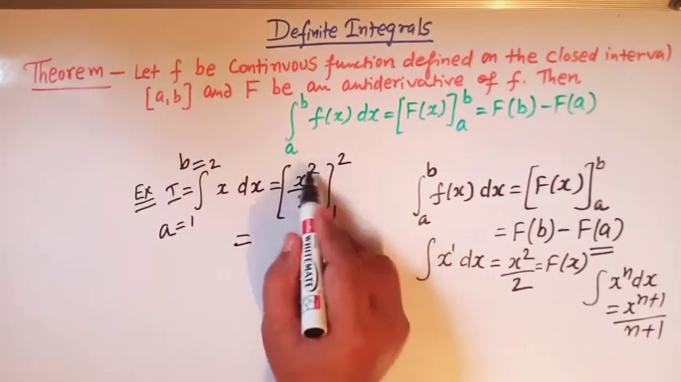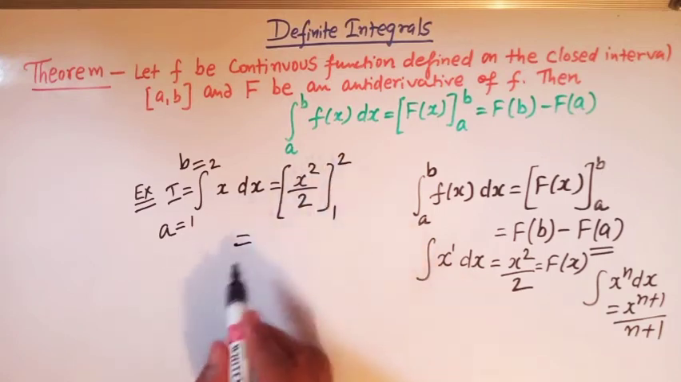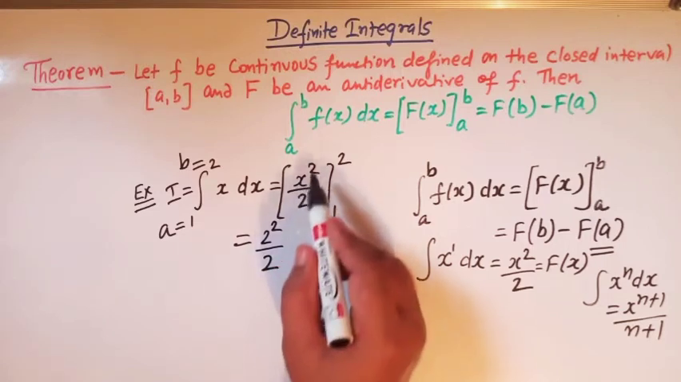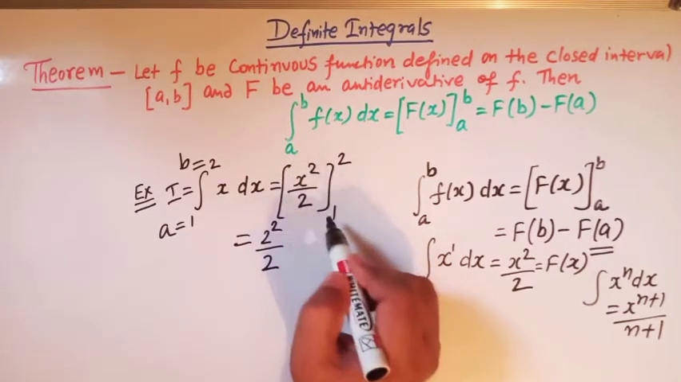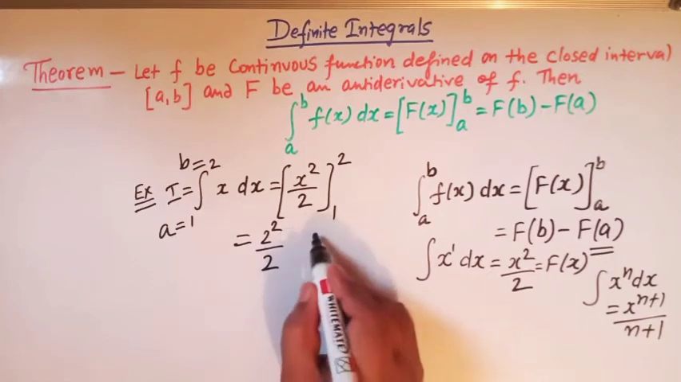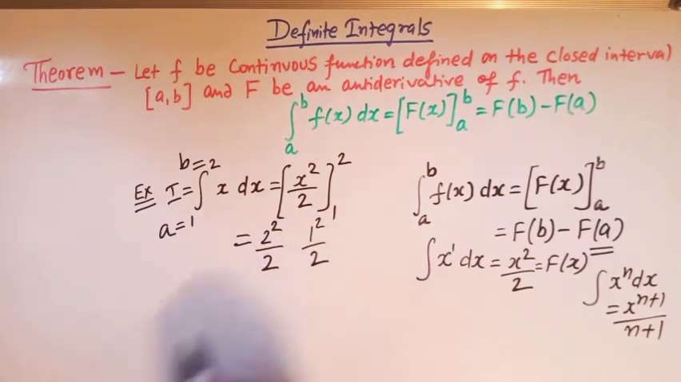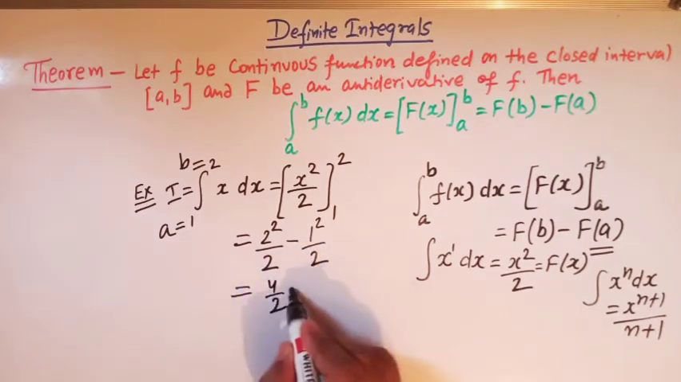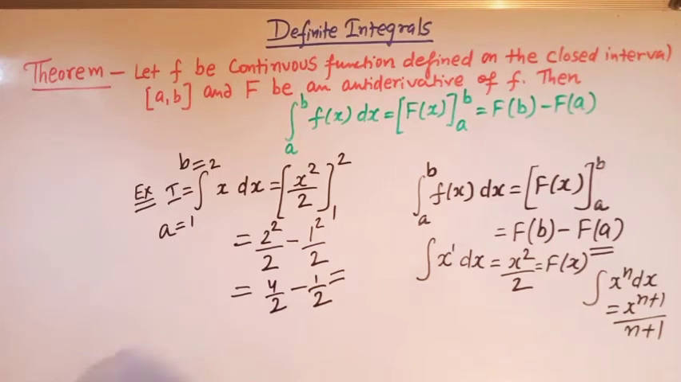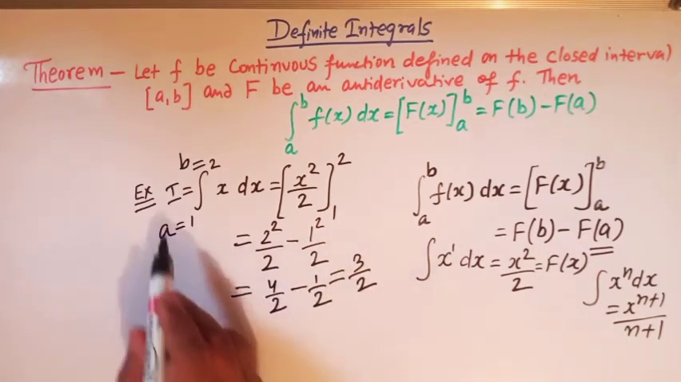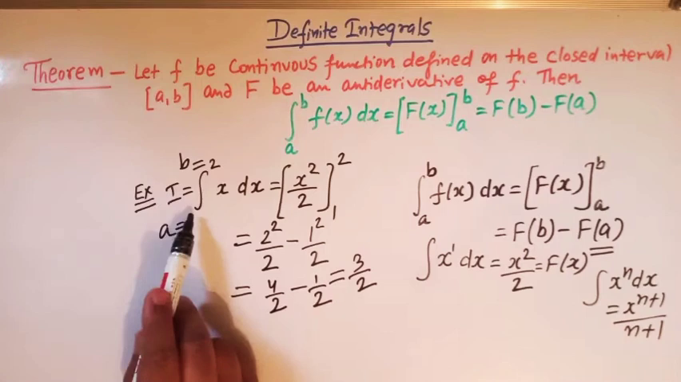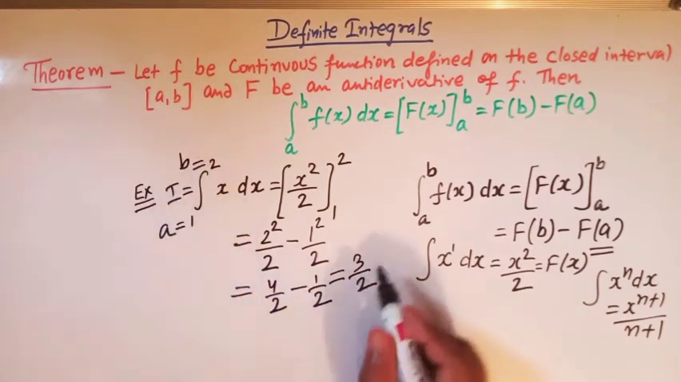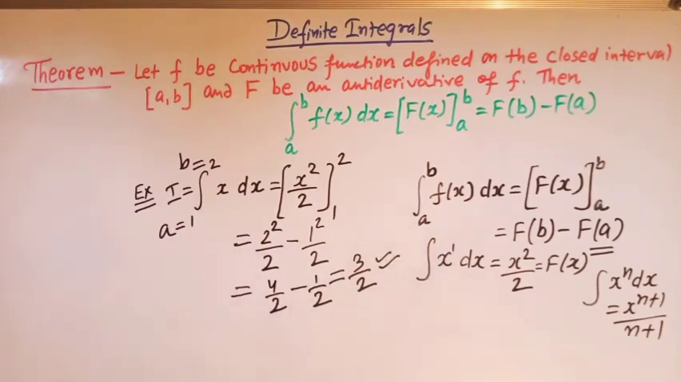Now we'll first evaluate this function at this point, that is 2, so this is 2 square by 2, and then we will evaluate this function at x equal to 1, so this is 1 square over 2, and we subtract both these values. So here we get 4 by 2 minus half, so this is 3 by 2. So therefore we can say that the integral of x from 1 to 2 is 3 by 2, right?